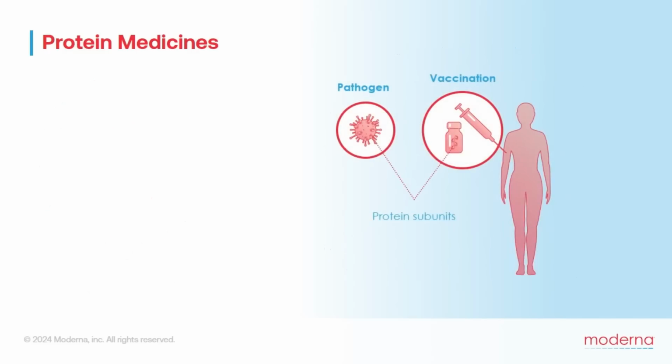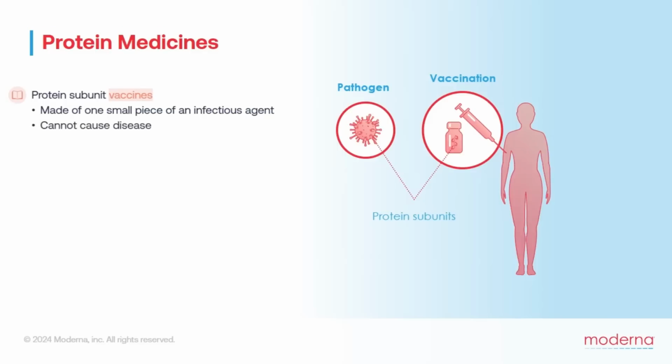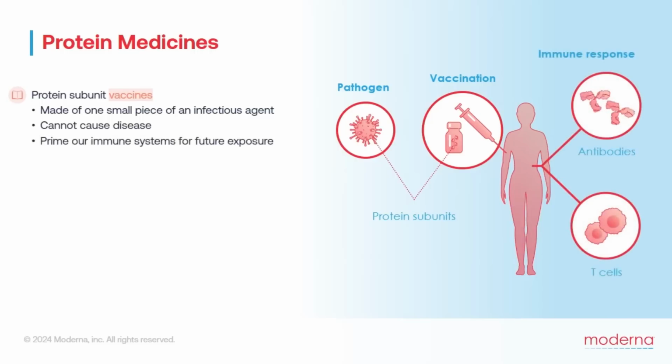Individual proteins from viruses and bacteria can also be used as medicines, in this case to prevent future infection. These are called protein subunit vaccines. Since they only constitute one small piece of the infectious agent, protein subunit vaccines are generally safe and cannot cause disease. Instead, they prime our immune systems to recognize and respond to that specific virus or bacteria in the future.